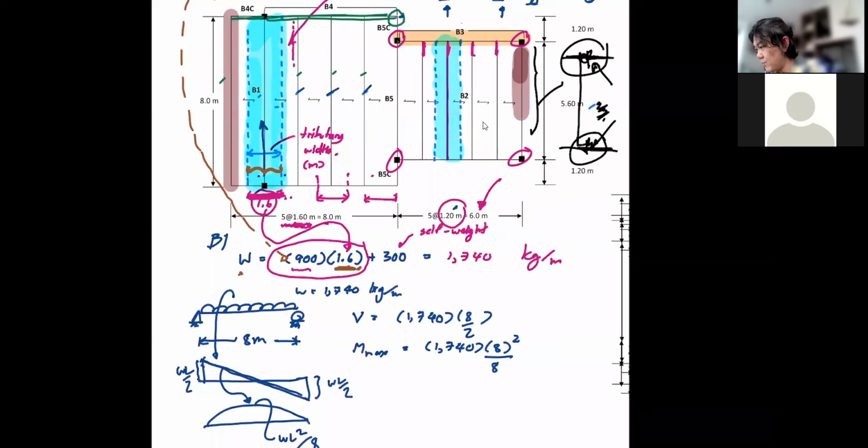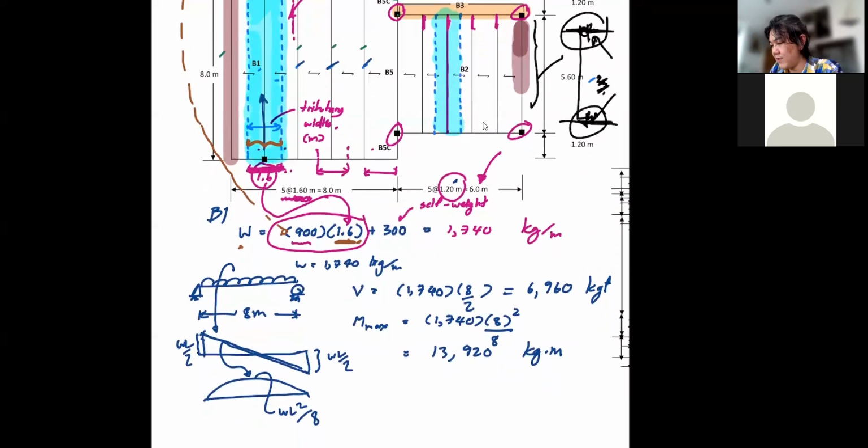I think I have the number for you because I found the solution for this problem. So this will be equal to 6960 kilogram force, and this maximum moment will be equal to 13920 kilogram meter. You should know that if you have the uniform load case, this is the shape of your shear force diagram.